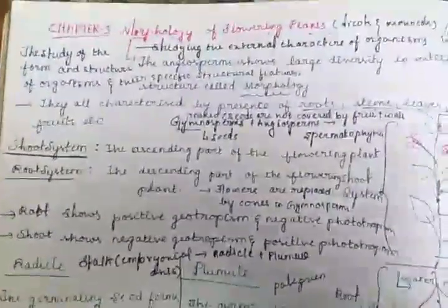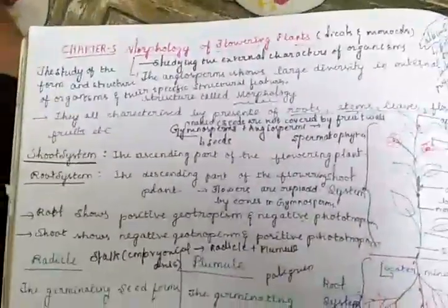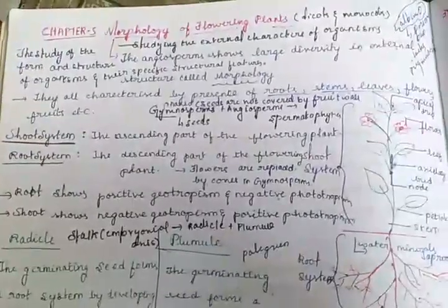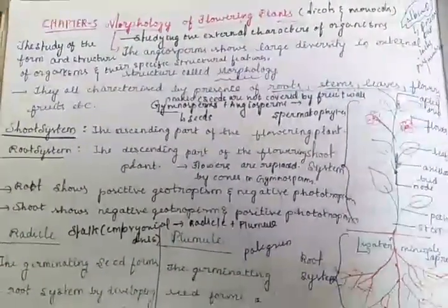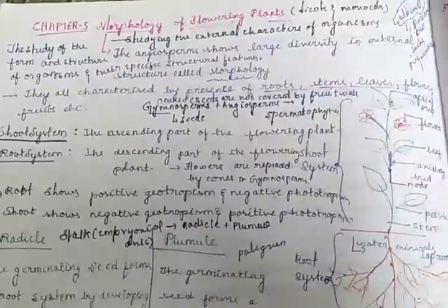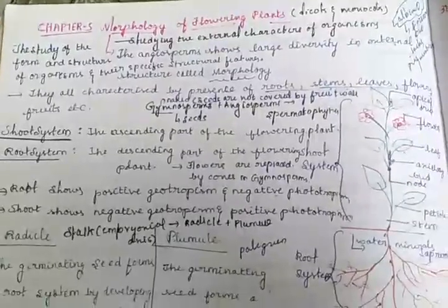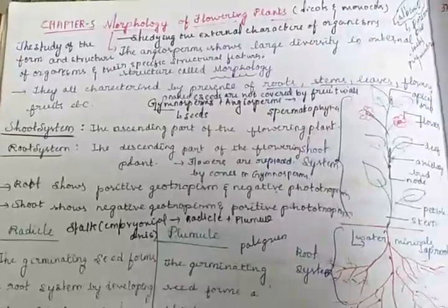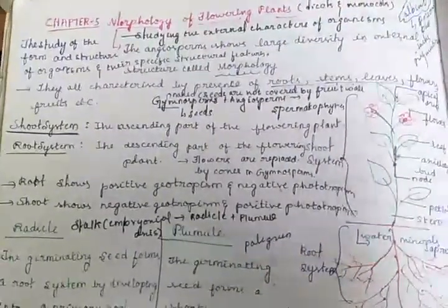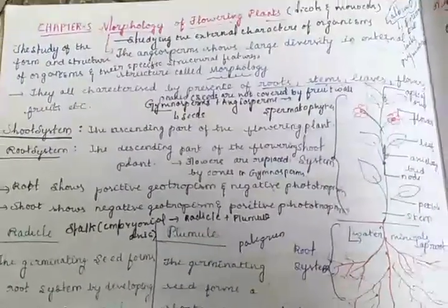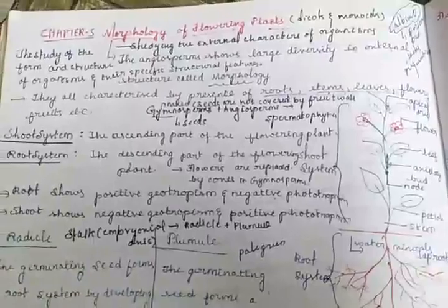Today I'm going to talk about morphology of flowering plants. First of all, what is meant by morphology? Studying the external characters of organisms is called morphology. Studying the external characters means the characters which we can observe, like root, leaf, stem, fruit, etc. These are the characters exhibited by plants. These we can see, and the study of them is called morphology, of flowering plants.